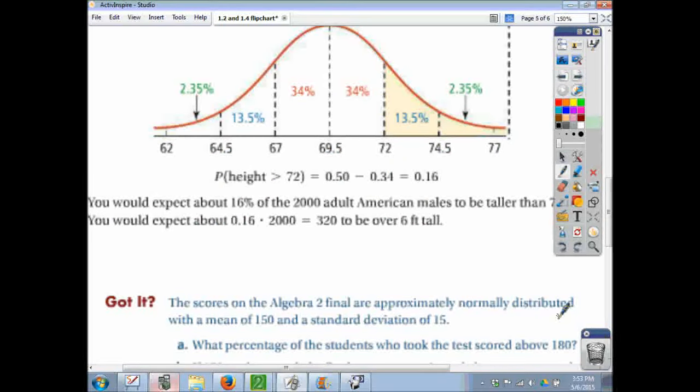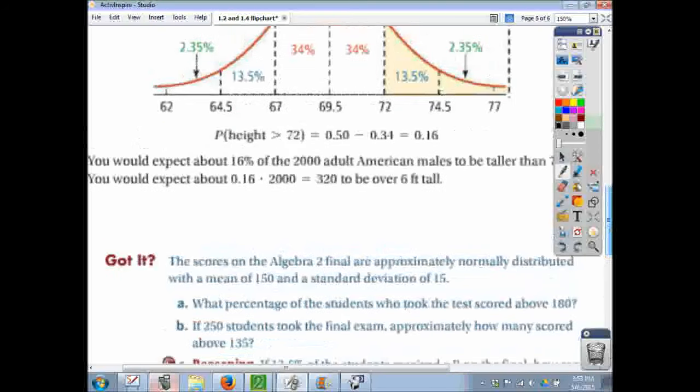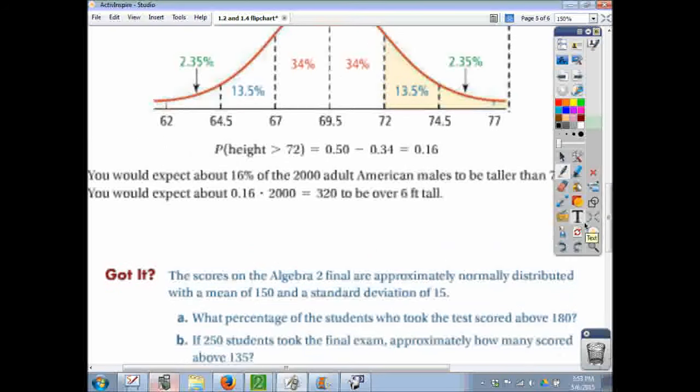So take a look at page 37, problem 3, got it. And we'll do this one together as well. The scores of an Algebra 2 final are approximately normally distributed with a mean of 150 and a standard deviation of 15. First question is, what percentage of the students who took the test scored above 180?